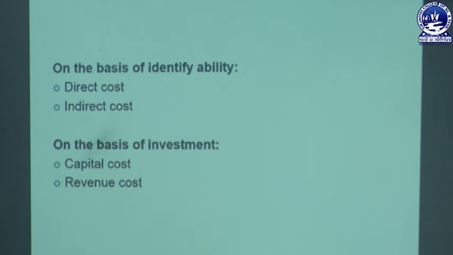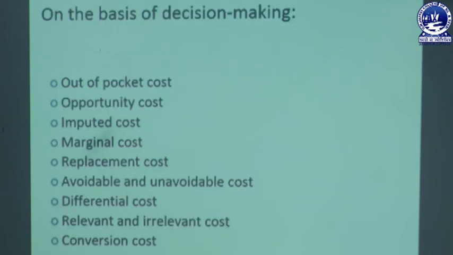But revenue cost means which generally arises in day-to-day transactions, and we take the benefit after investing that. We have to incur the cost and take the benefit at a time. So there is continuous involvement of cost as well as benefit, but in the case of a capital cost, the involvement is huge but the benefit comes over several years.